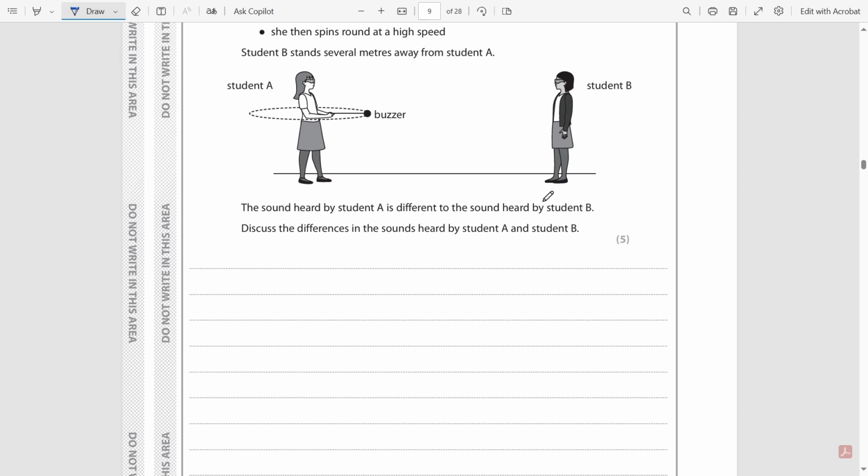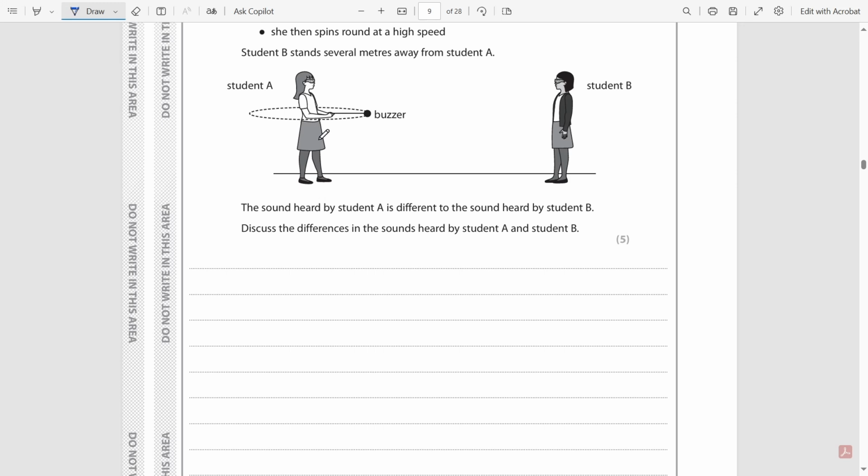So we can also say, guys, that as sound travels, its amplitude becomes even smaller. So it becomes smaller and smaller. Its amplitude is basically the loudness of the buzzer. So the buzzer will definitely be louder to student A than student B. We can write about that.